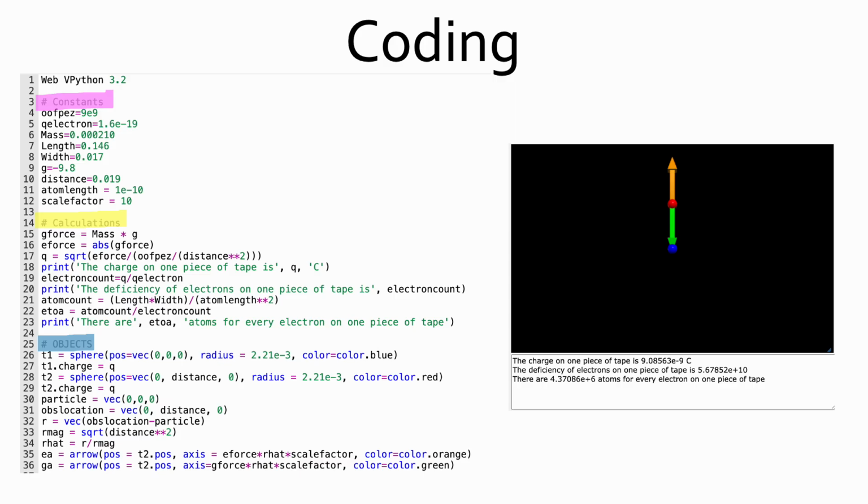For my coding, it can be broken down into three parts: constants, calculations, and objects. The constants included data about the tape and the charge of an electron. Under calculations, the force due to gravity was calculated, and then this value was used to determine the electric charge on the tape. The deficiency of electrons and atom ratio was also calculated using the formulas on lines 19, 21, and 22. The objects section was used to help visualize these interactions. On the left of the screen, the results section can be seen.